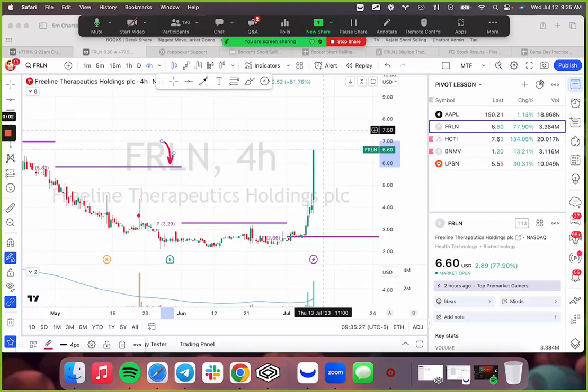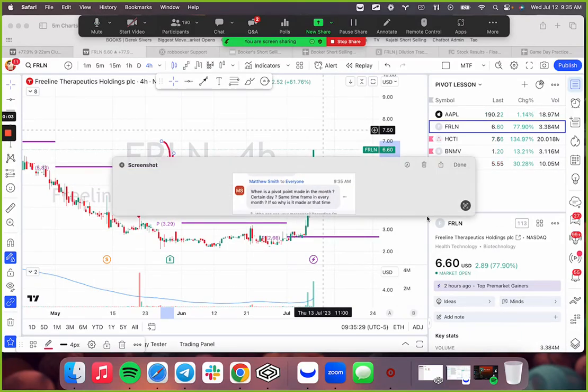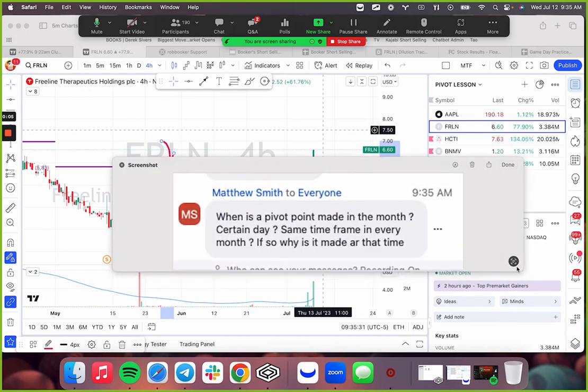Okay, Matthew asks, when is a pivot point made in the month? A certain day? Okay, a pivot point appears on the first of the month. A monthly pivot point for the month of July appears on July 1st. It's always on the first of the month.